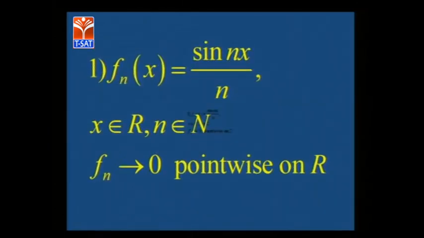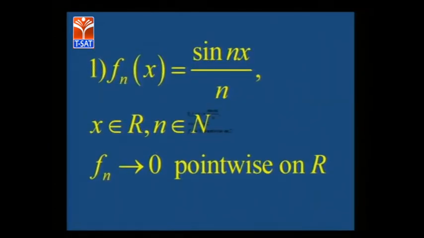Pointwise convergence means at each point x belongs to S, fn converges to some function. Whatever the different points of x, fn(x) converges to the same function f(x), then that convergence is called uniform convergence. Then we write limit of fn(x) equal to f uniformly on S, or fn tends to f uniformly on S.